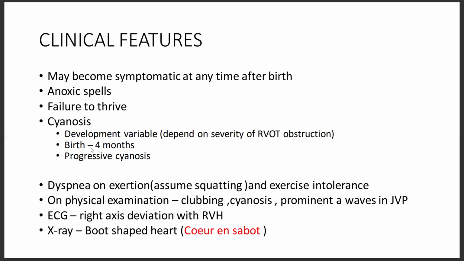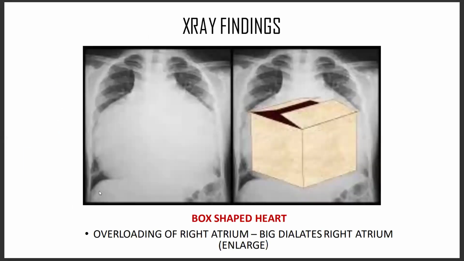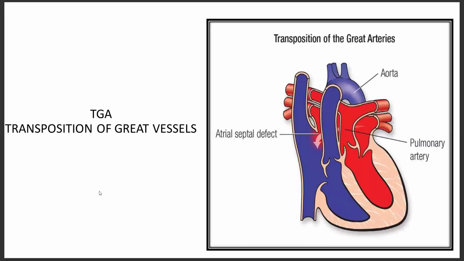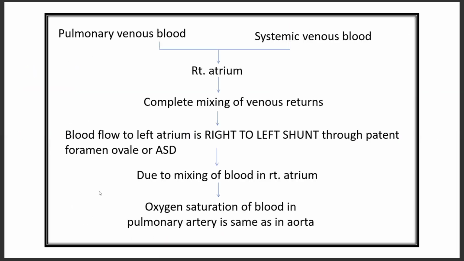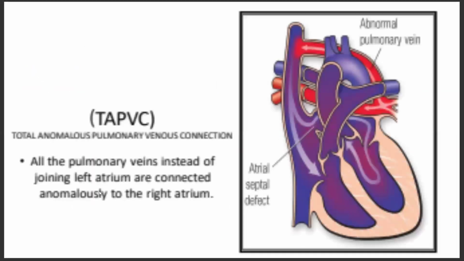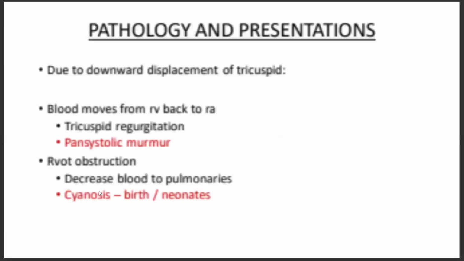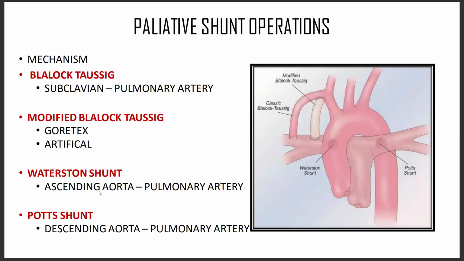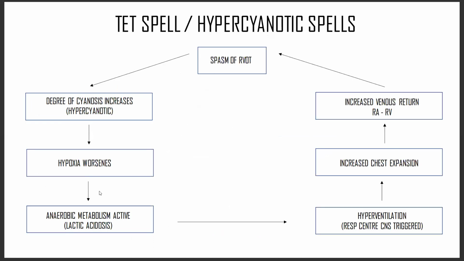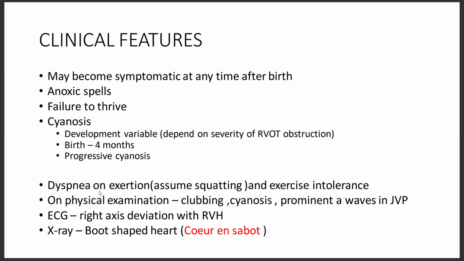That is the period of birth to 4 months of age, progressive cyanosis develops. Then there will be dyspnea on exertion, that is squatting, and exercise intolerance. On physical examination, there will be clubbing, cyanosis, and prominent A waves in the JVP.